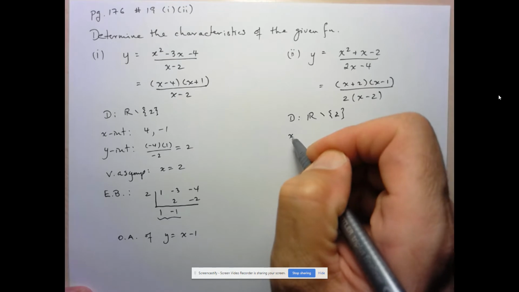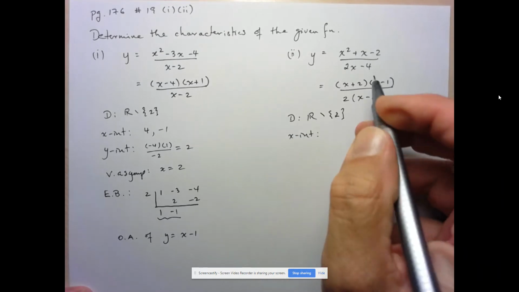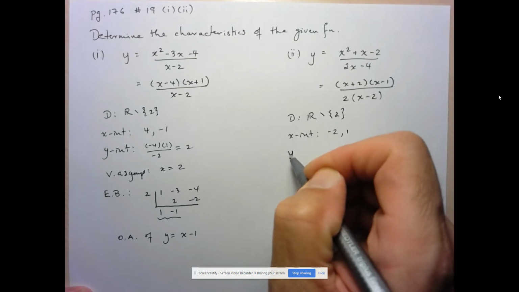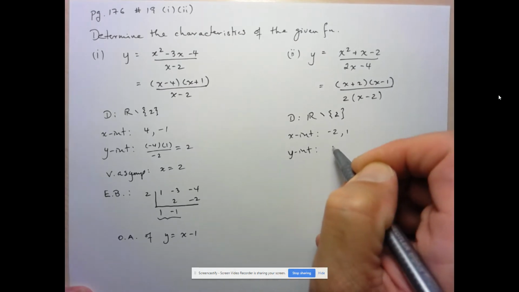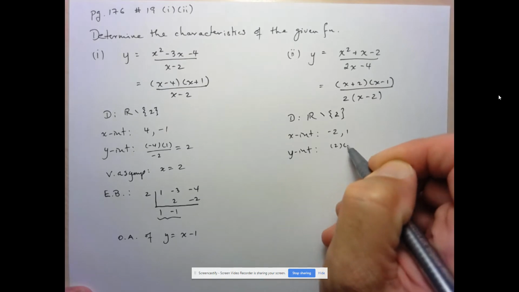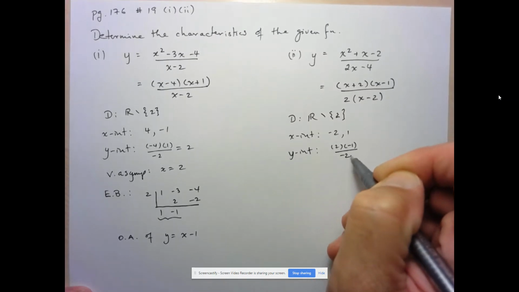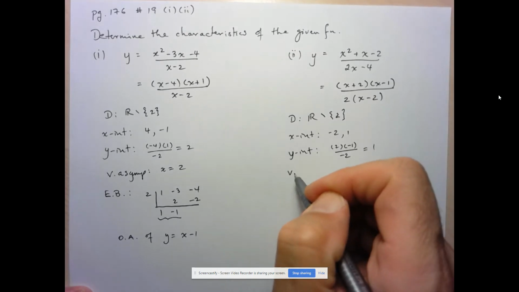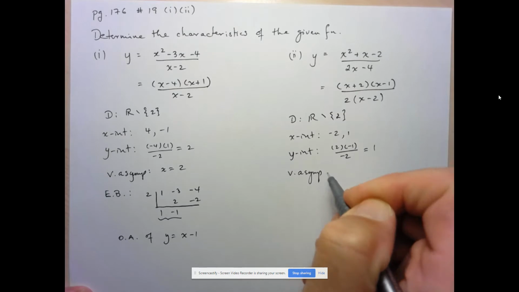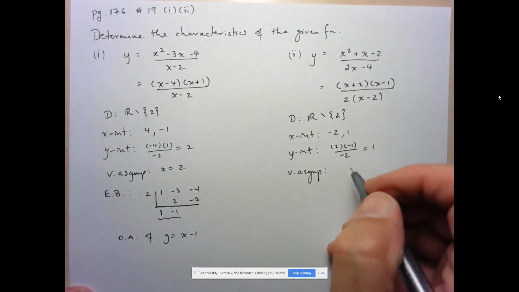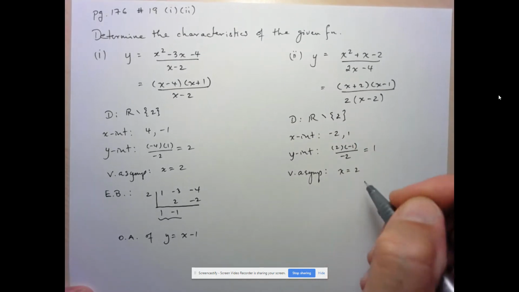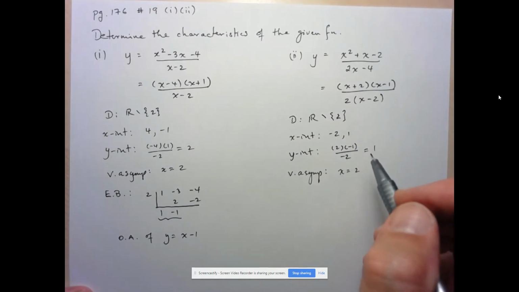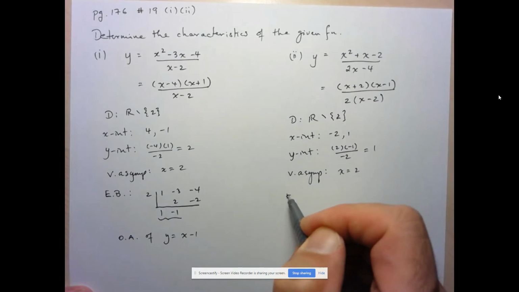All right, my x-intercepts in this case are going to be negative 2 and 1. My y-intercept: I'll stick in 0, so 2 times negative 1 divided by negative 2. So negative 2 over negative 2 is equal to 1. My vertical asymptote is, again, x equals 2. And since I've got a quadratic over a linear, I know I'm going to have a linear oblique asymptote that's going to describe my end behavior.